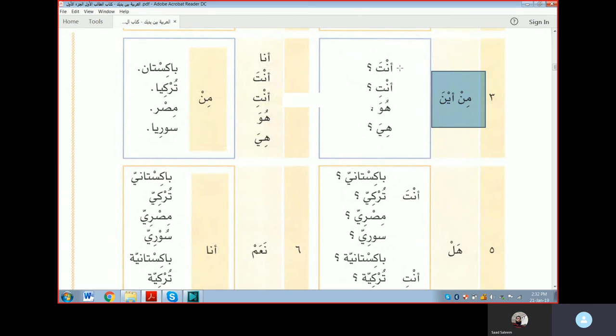من أين أنت؟ Where are you from? من أين أنت؟ Where are you from, for female? من أين هو؟ Where is he from? من أين هي؟ Where is she from?